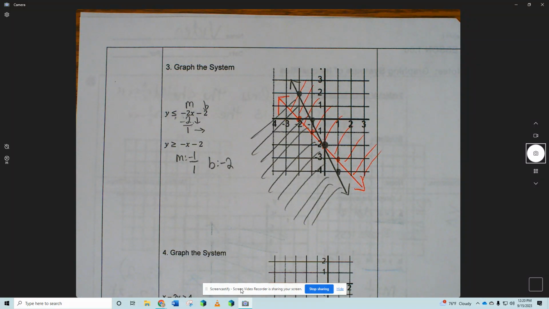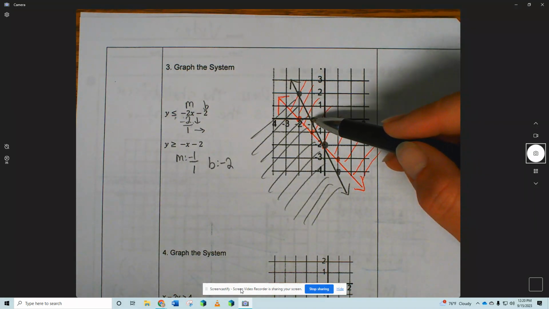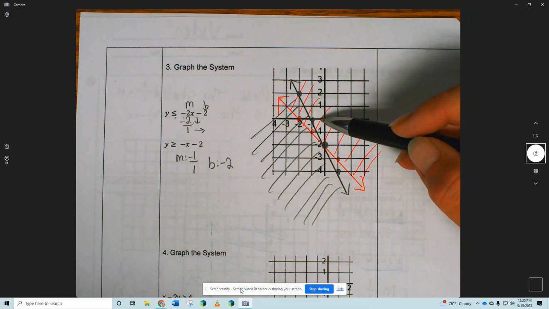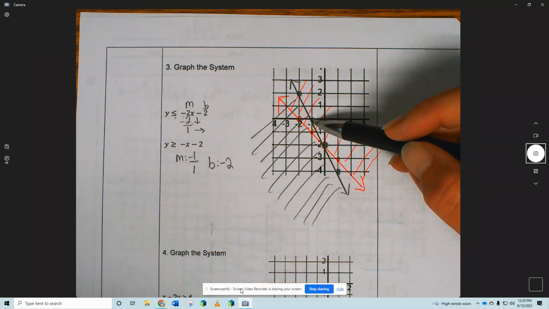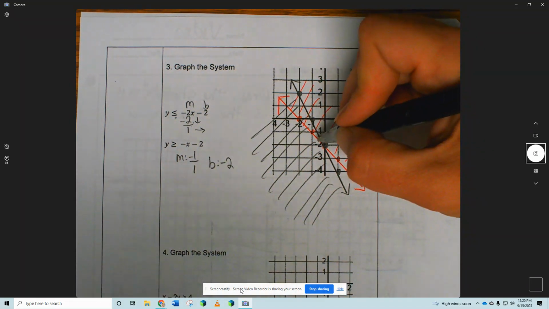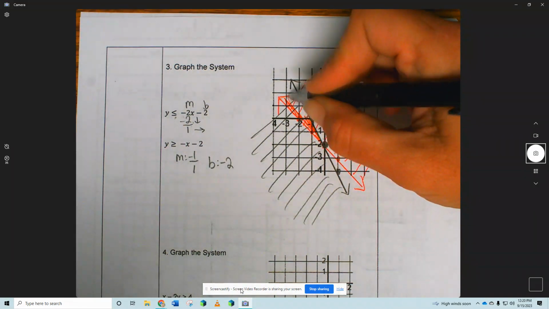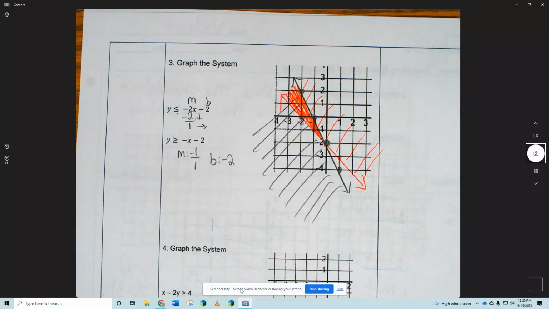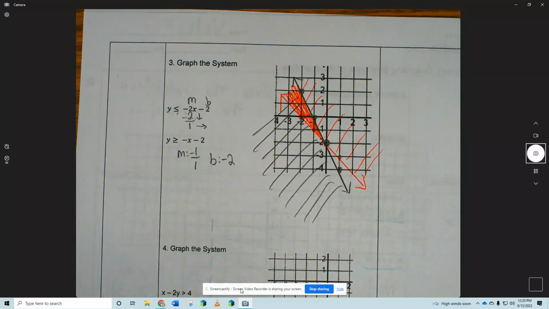Is it -1 and 1? No, I'm at -1 and -1. This area. Okay. So it's this. Yes, it's this small triangle in here. See this? That's the spot where all the solutions are. Only ordered pairs in this dark area are the solution.